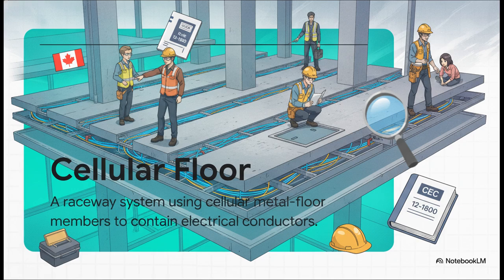And as an electrician, your golden rule starts with Rule 12-1800. Always start by following the manufacturer's installation instructions. The code sets the baseline, sure, but the manufacturer tells you exactly how their specific system goes together safely.